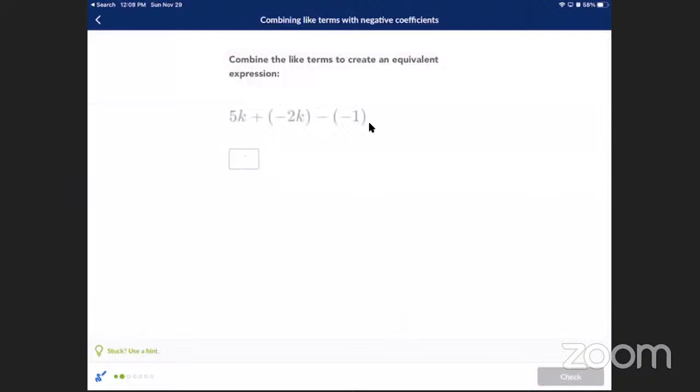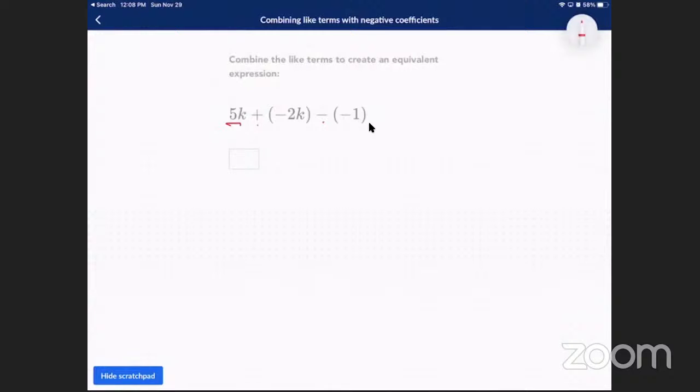All right, moving on to this one. Combine like terms to create an equivalent expression. We have 5k plus negative 2k minus negative 1. Let's look at it. We know that a negative times a negative gives a positive. Remembering our order of operations, we get that, and then we have 5k plus 2k.